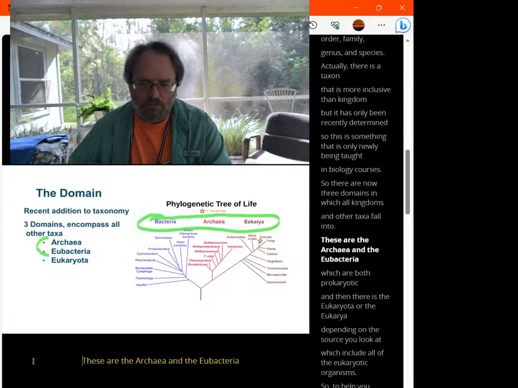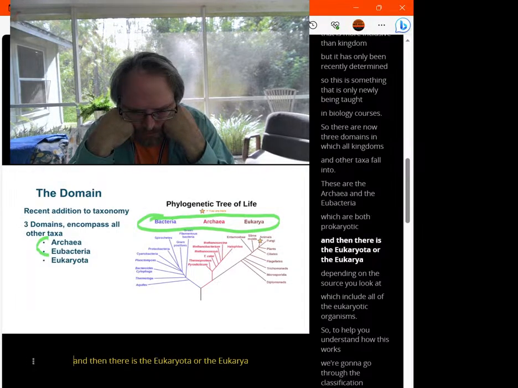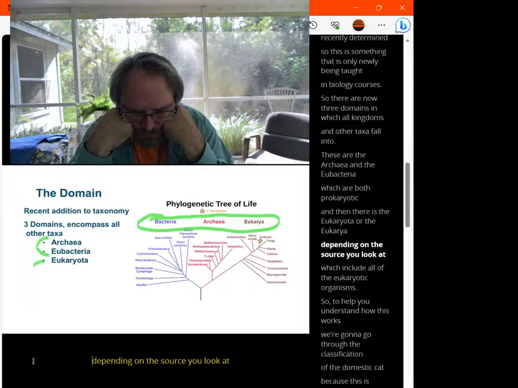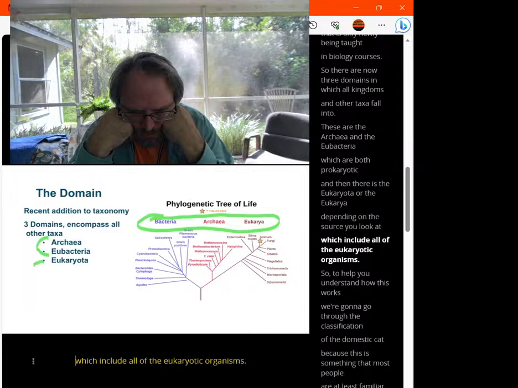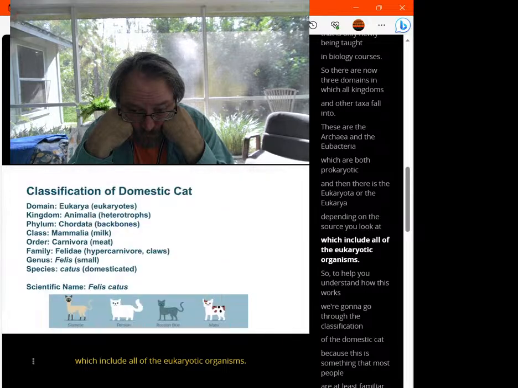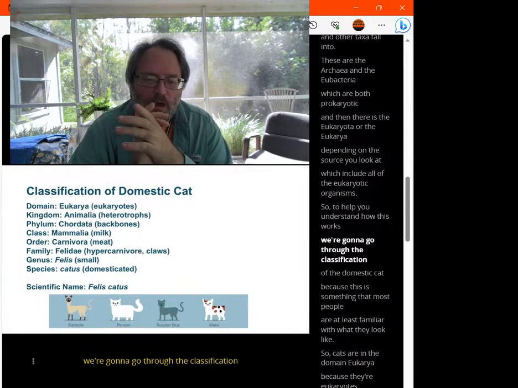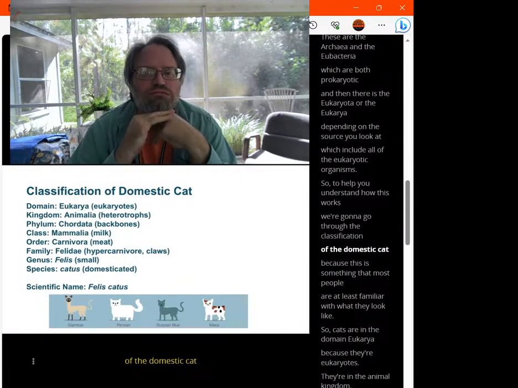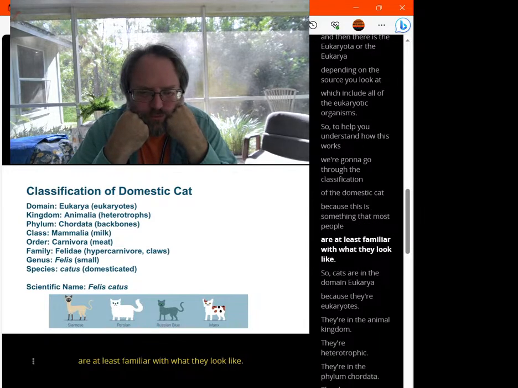are the archaea and the eubacteria, which are both prokaryotic. And then there is the eukaryota, or the eukarya, depending on the source you look at, which include all of the eukaryotic organisms. So to help you understand how this works, we're going to go through the classification of the domestic cat, because this is something that most people are at least familiar with what they look like.